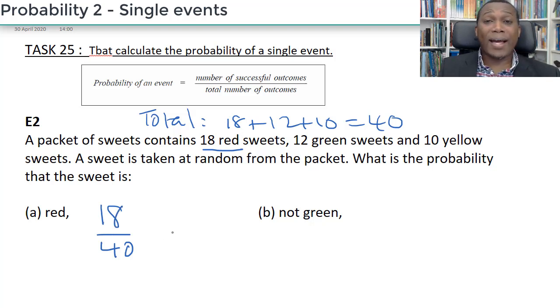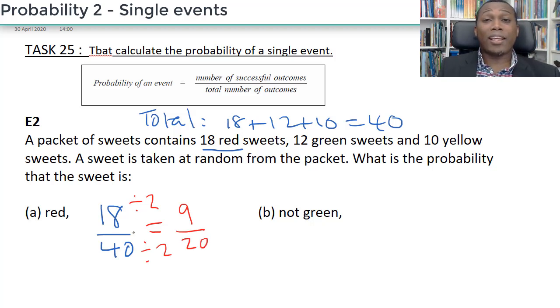Can I simplify it? Yes. Does the question ask me to simplify it? No, but just as practice, I will do it anyway. Both are even numbers. I can divide by 2s, and I get 9 on 20.